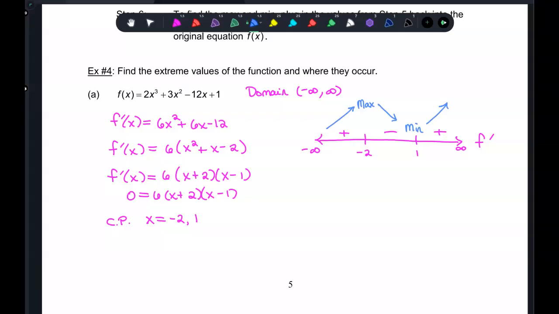Okay, what is my maximum? It's going to be f of -2. What's my minimum? It's going to be f of 1. Again, you don't have to put the word relative or local in front. It's only necessary when it's absolute.